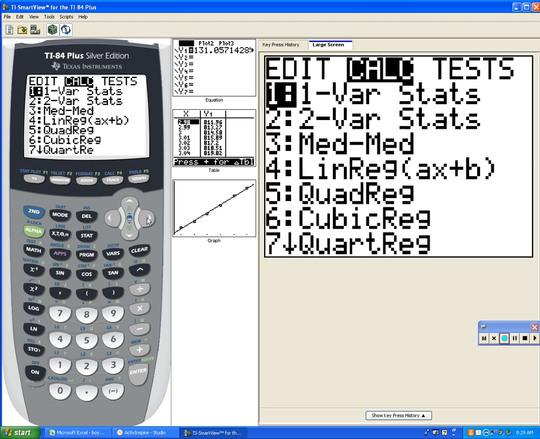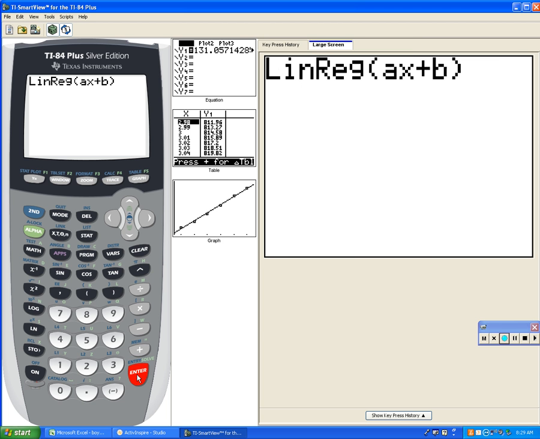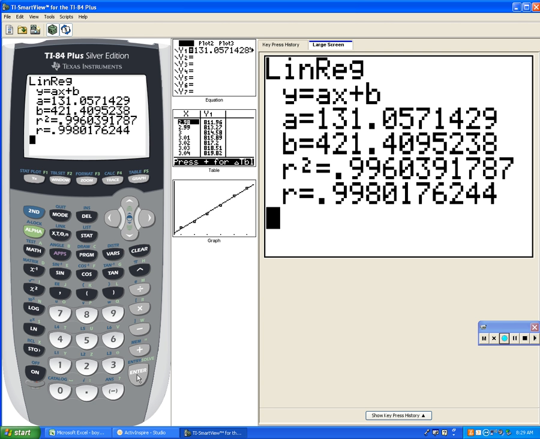Anyway, here is the regression equation. You want to round this a little bit. The book says round to the nearest 0.1. So y equals 131.06x plus 421.41, and that's your equation.